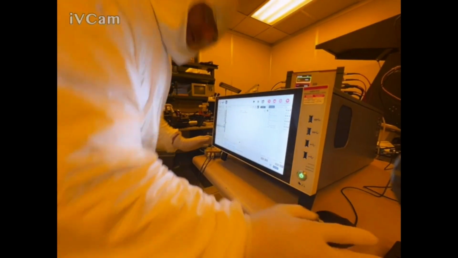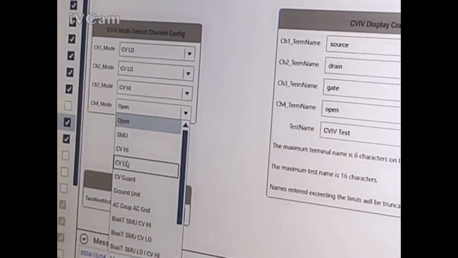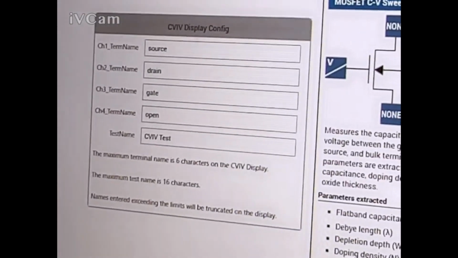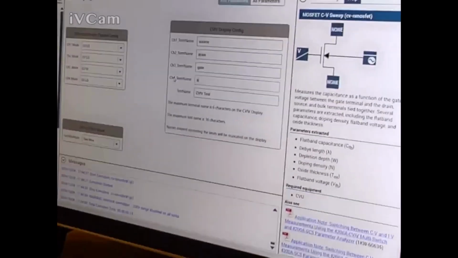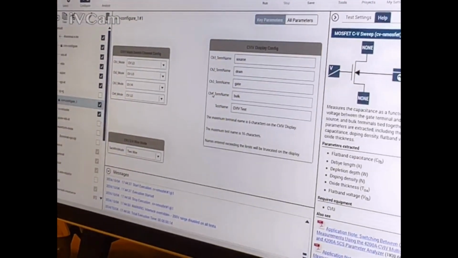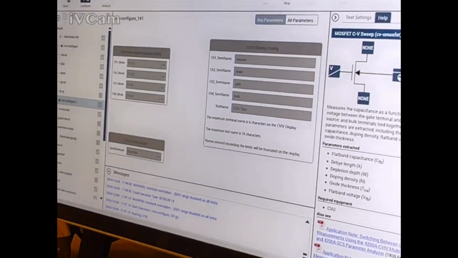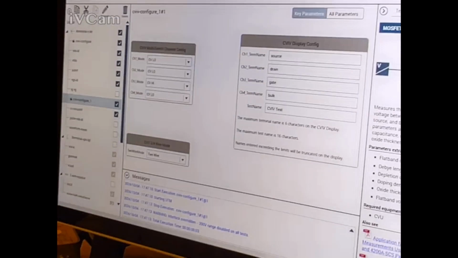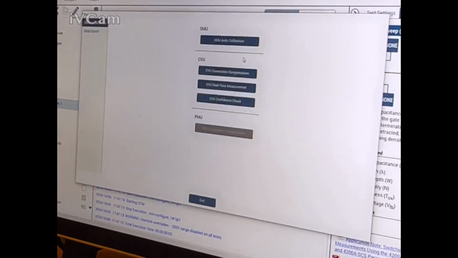Okay. So first thing I'm going to do is go back to the CVIV configure, and I'm going to make channel 4 CV low. Channel 4 is open, right? My bulk, so we're going to call that bulk. Okay, so that's my bulk. And let's run that. So I got CV low, CV low, CV low, CV high. Okay, now let's go hit back. It ran the configure.